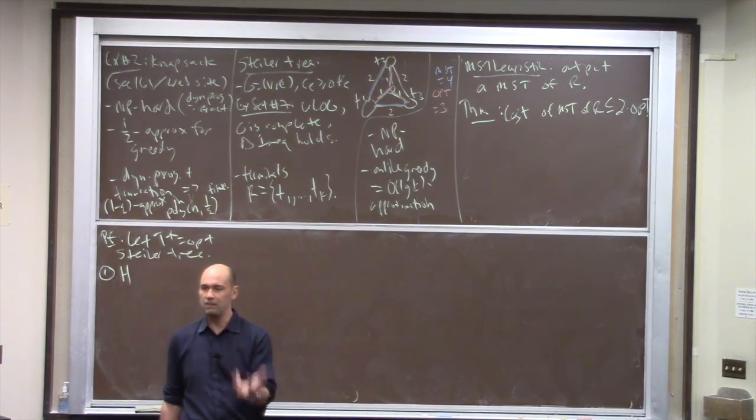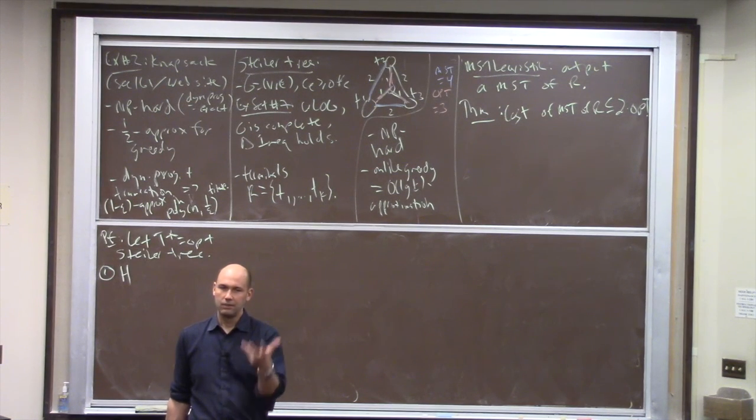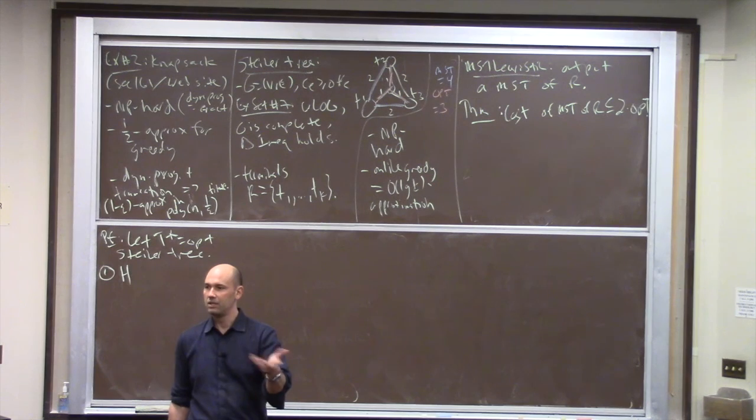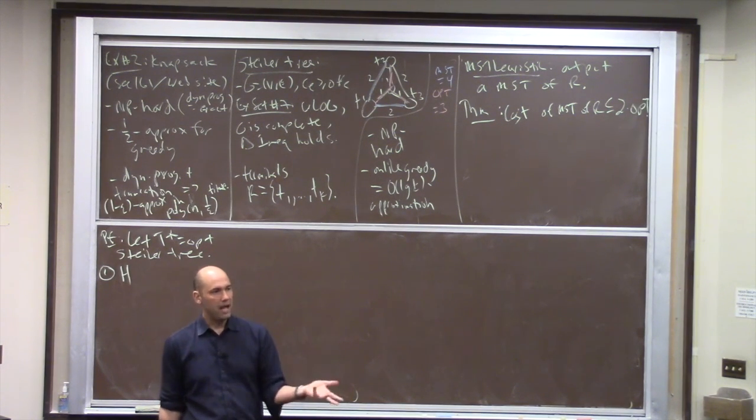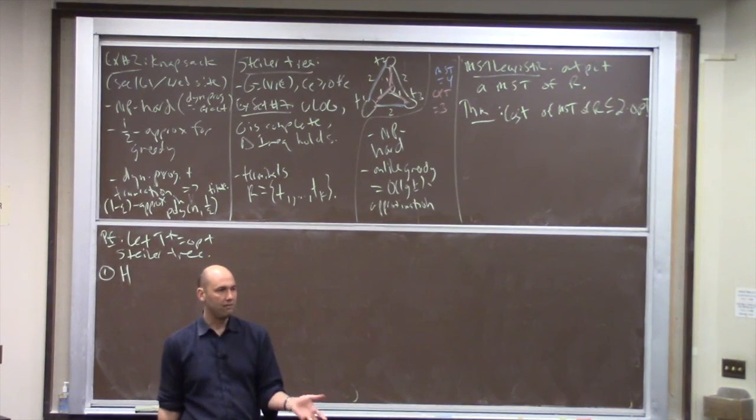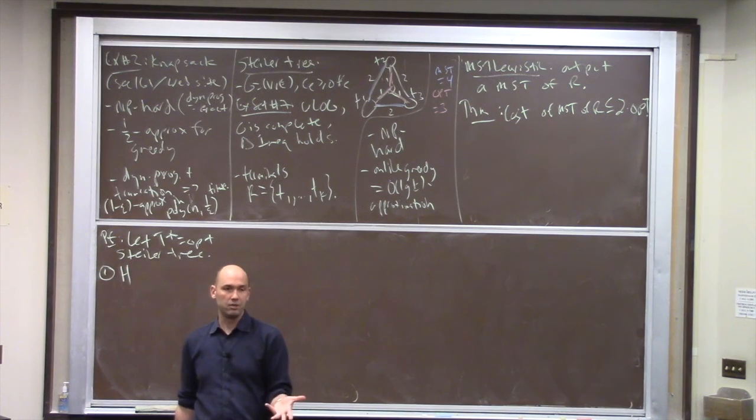How do we make sure it's cheap? We start with opt. What's the problem with opt? The problem with opt is it's not Eulerian, it's just some tree. So it's going to have nodes with odd degrees. But if we double every edge of the optimal solution, we definitely get an Eulerian graph, because it doubles the degree of every vertex, and it only doubles the cost.